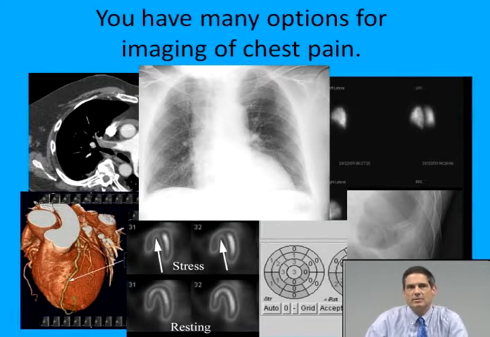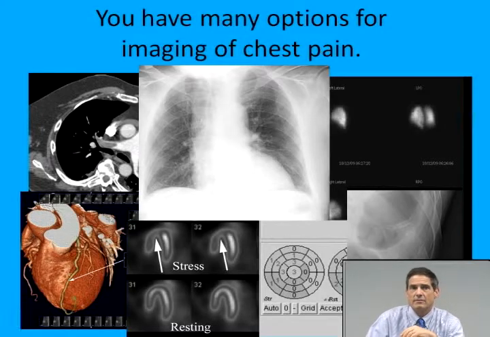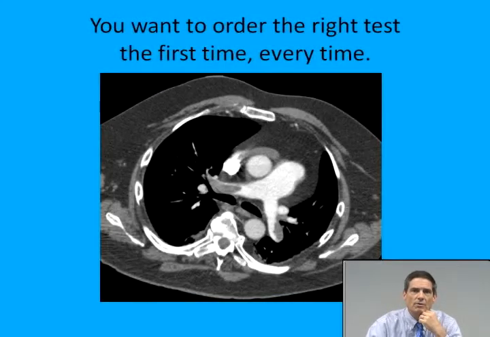You have a lot of options for imaging chest pain, and you're not even really limited to what's here: the CT, plain films, nuclear medicine studies of the lungs, the ventilation perfusion study, nuclear medicine study of the heart, myocardial perfusion study, plain films of the ribs, CT angiography now of the coronary arteries. There's a lot of different kinds of studies that you can do for patients with chest pain. And of course, at the same time, you want to order the right study the first time every time. And so my job today is to tell you what study to order for your patient with chest pain.